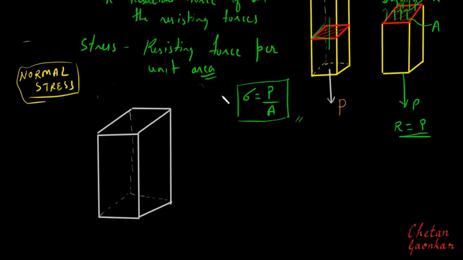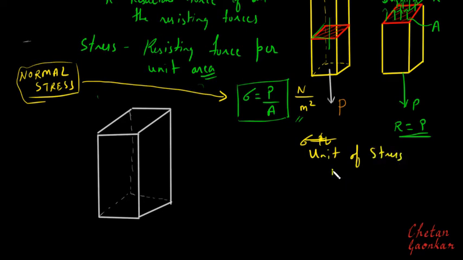By the way, again, let me just remind you that the normal stress will henceforth be given with this expression, sigma equal to P by A, and the units of this stress will be force. The applied forces will be given in terms of Newton, and the area, if we are taking it in terms of meter square, then the unit of stress will be Newton per meter square, or this quantity Newton per meter square can also be called pascals.